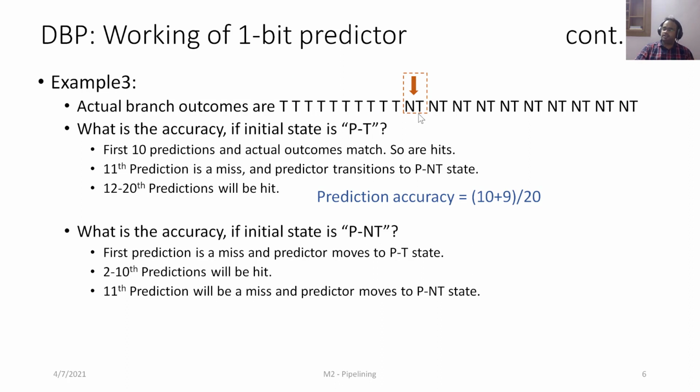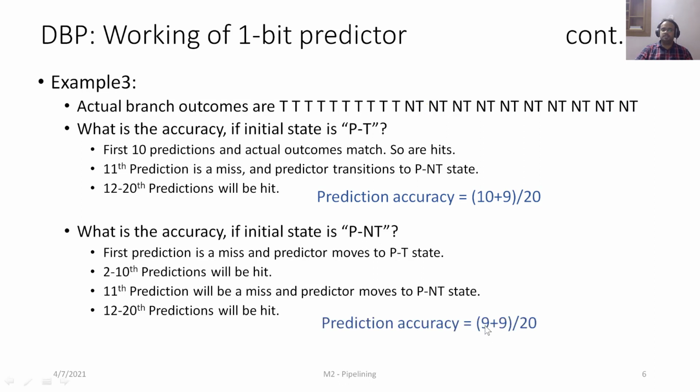The 11th time we are in the predict taken state, but the actual outcome is not taken. So it is a misprediction and we switch to the predict not taken state, and for the remaining 9 times we will have hit predictions because we are predicting not taken and the branch is also not taken. So here the prediction accuracy is: first time is a miss, next 9 times are hits, then the 11th time is a miss, and the last 9 times are hits. So it is 18 upon 20.